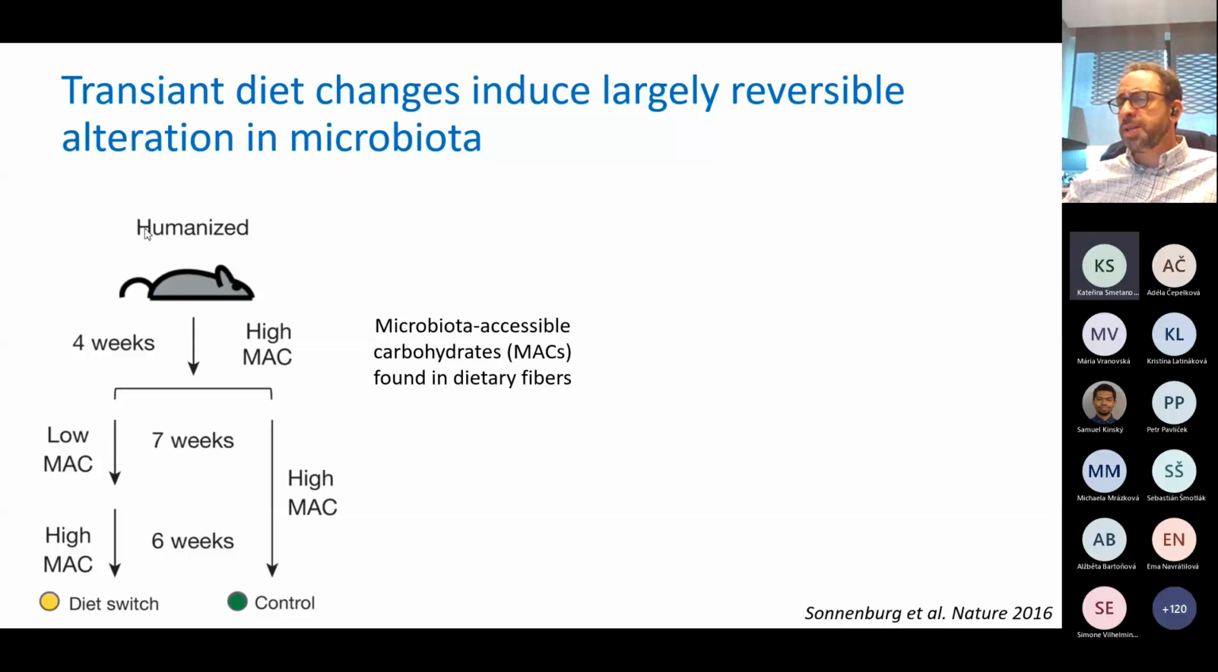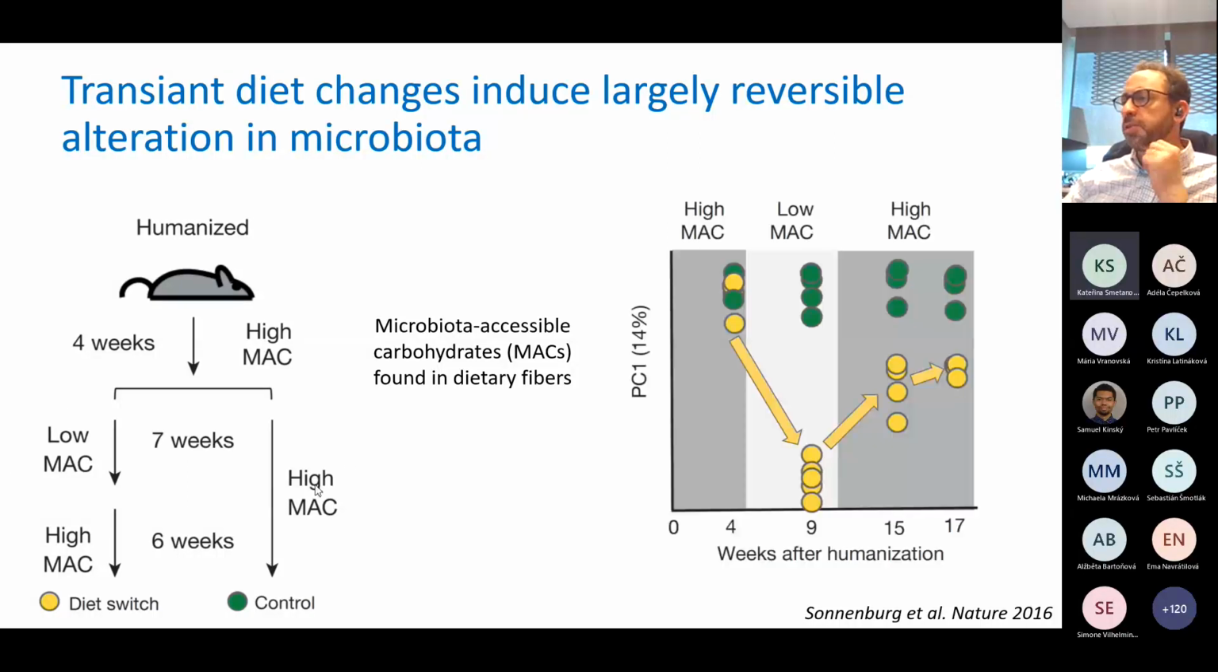In this experiment, the mice were fed a diet either low in fibers or high in fibers. What you can see here in green is the mice fed a high fiber diet, and you can see that over time, here in weeks, globally the microbiome does not change. When you feed the mice a low fiber diet for a few weeks, you see a massive change in the microbiome. And then when you come back to the high fiber diet, you can see that the microbiome tends to go back to the initial state.